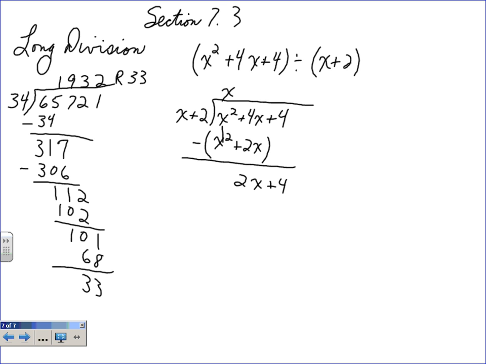And we're just looking at this first term of x here. What do I have to multiply the x by to get 2x? 2. Positive 2. And then I multiply. 2 times x is 2x. 2 times 2 is 4. And I subtract. And I get 0. And I have no more numbers to bring down. So my remainder is 0. And what that means is that x plus 2 is a factor, because if it goes in evenly with no remainder, then it's a factor. Okay?